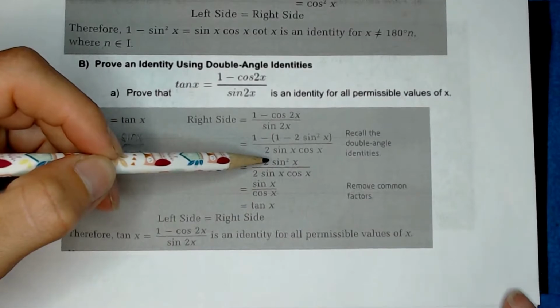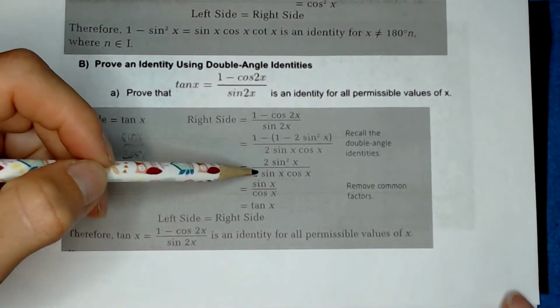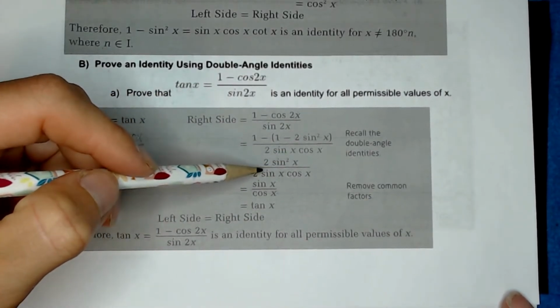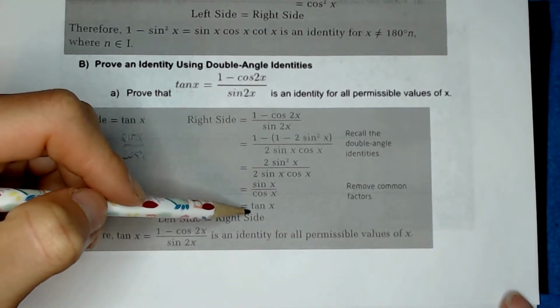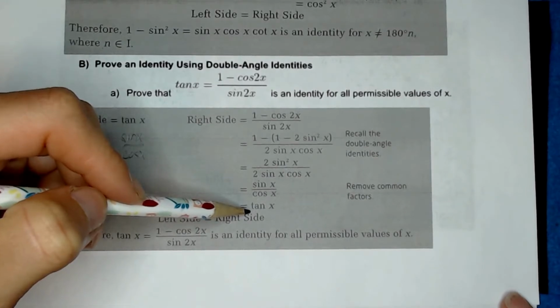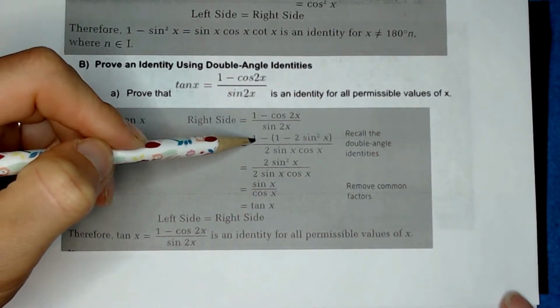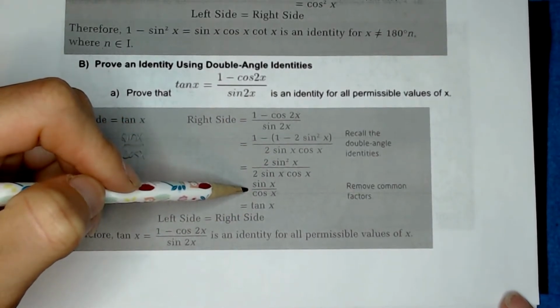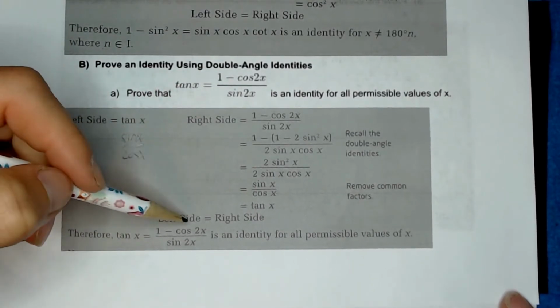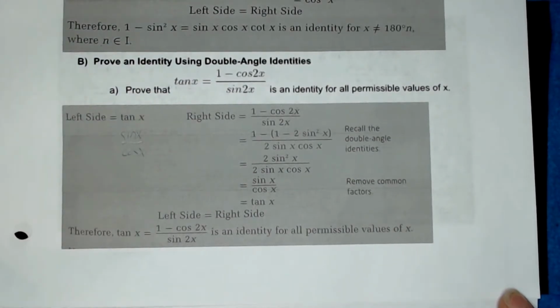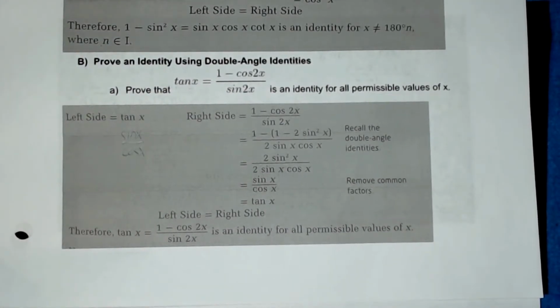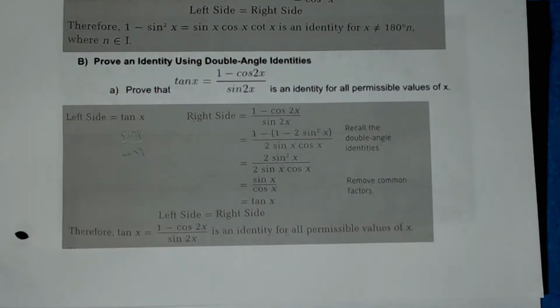Now, 2 sine squared x divided by 2 sine x just leaves us with 1 sine x available, divided by cos x, which is, of course, tan. So fill in with your double angle identities and then cancel out common factors. Therefore, we can say that the left side equals the right side, or tan x equals tan x. Because of that, this equation is true for all permissible values of x.